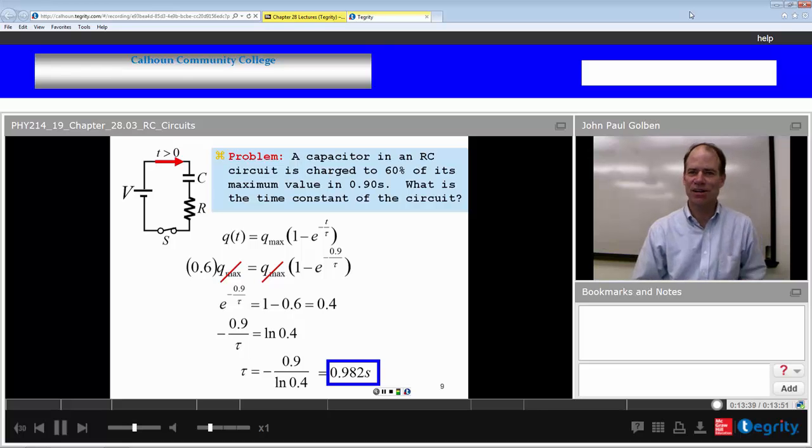That should get you started on RC circuits. Take a good look at the examples in the problem sets. But your basic approach will be using these exponential equations.